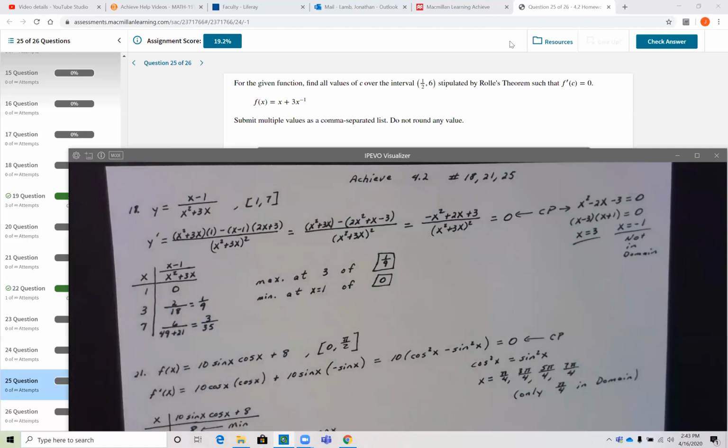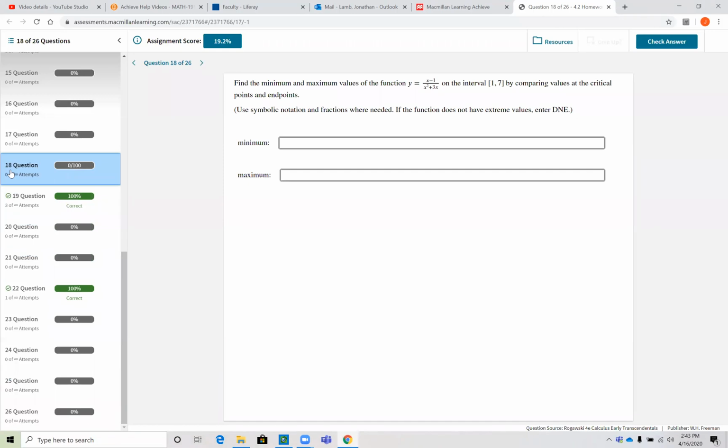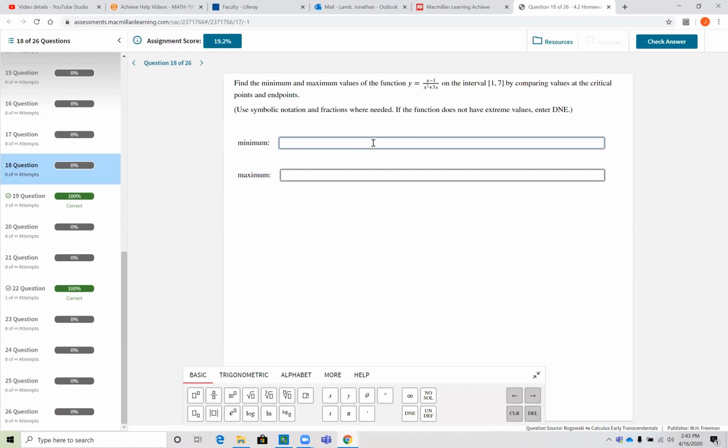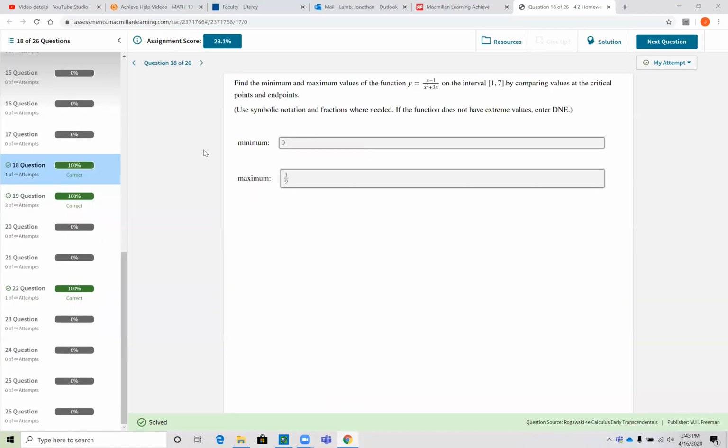Now, the values that they want on Achieve are the y values here. So when I go to check this in, I need to make sure I go to the correct problem on Achieve. I'm looking at number 18 right now, not number 25. So in number 18, it asked me to do this problem that I've been discussing with you. And it's saying the minimum of this problem is 0. The maximum of this problem is 1 over 9. I'll put that in. And then I can check answer, and it should say correct. Now, for the next problem, that was 18.